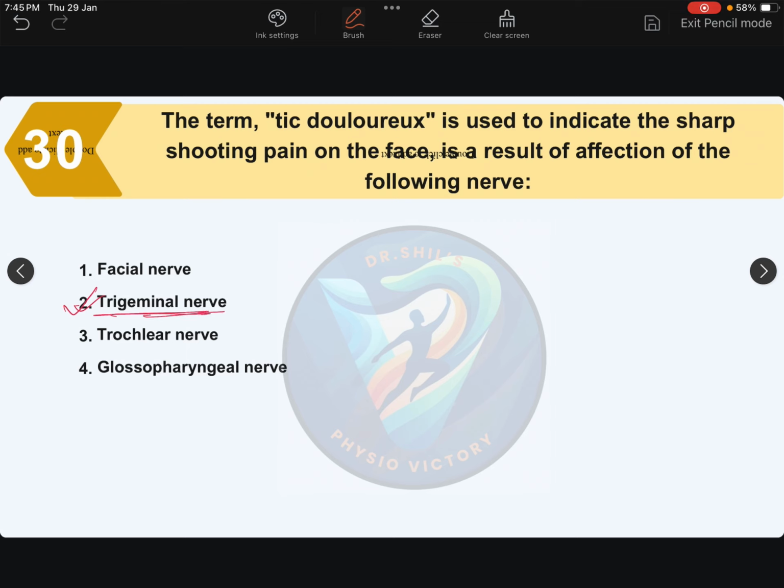This is also called trigeminal neuralgia. Tic douloureux is also called trigeminal neuralgia. It's a sudden electrical shock like facial pain, basically, which affects trigeminal nerve or cranial nerve 5.